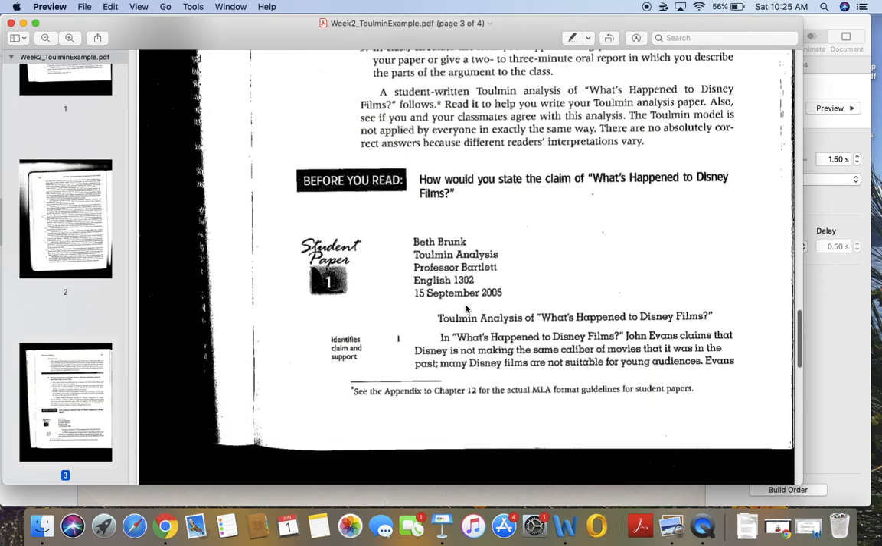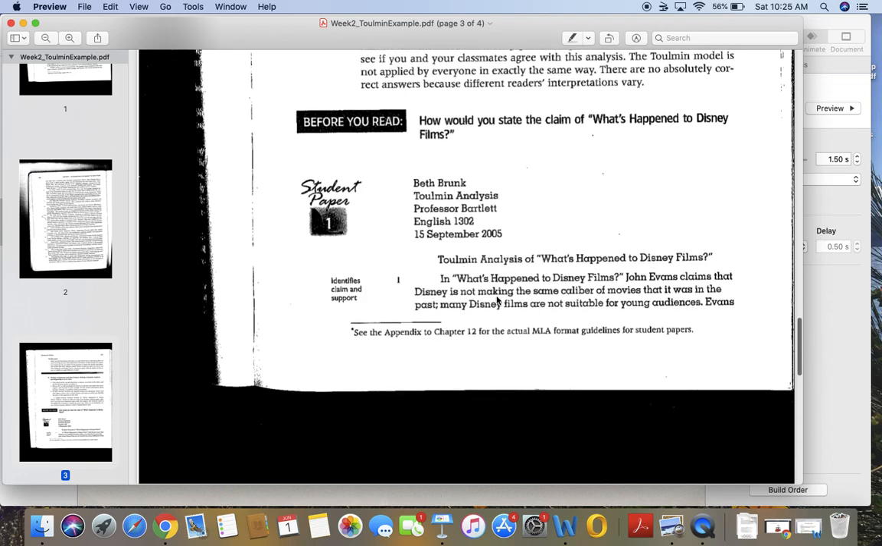The main thing I want to draw your attention to is the second part of the PDF, which has a sample Toulmin analysis, because this is what you are going to be doing. So for the in-class essay, for the assignment, you're going to be given an article. I'm also going to provide you with the choice of a visual argument, and you are going to have to write an analysis. This sample analysis by student Beth Brunk is a really good example of what I want you to do for your in-class essay.